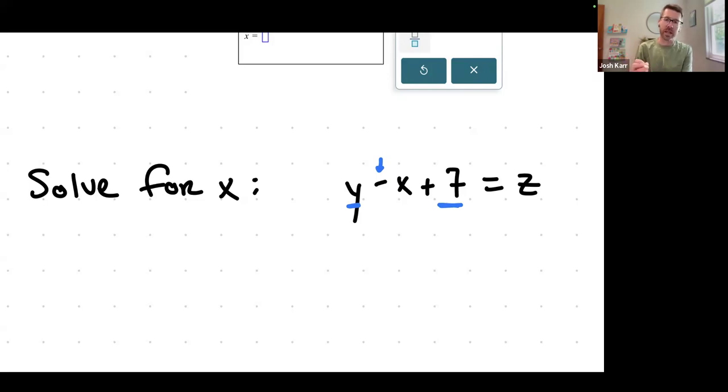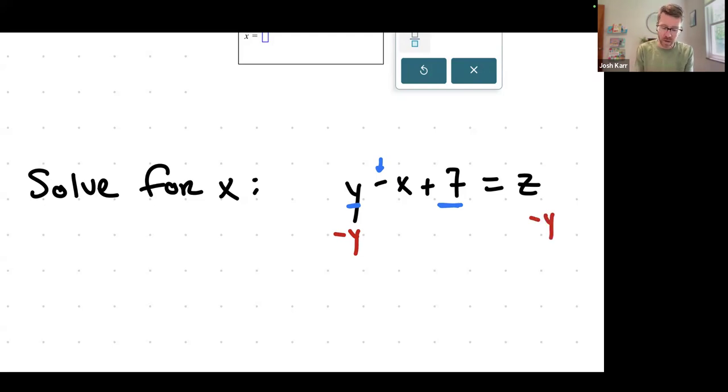The habit I want you to get into is to point at the things that need to move. To get x by itself, that y needs to move, that 7 needs to move, and that negative needs to move. How would you move those things? This y, how would you move it to the other side? Well, we would subtract it. Just make sure we write minus y.